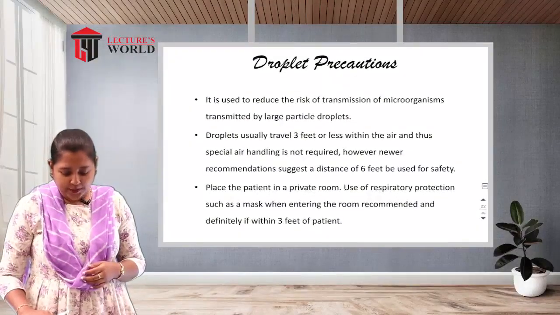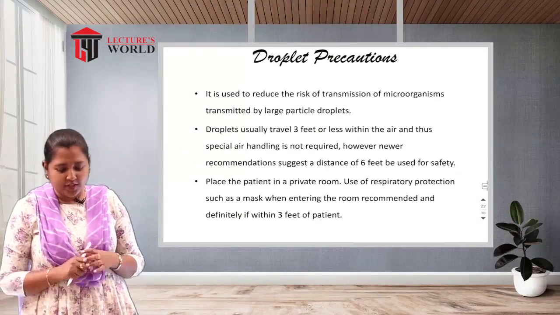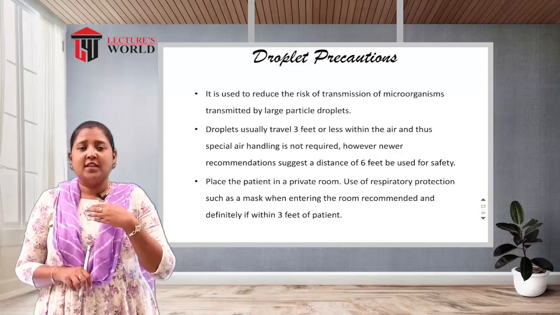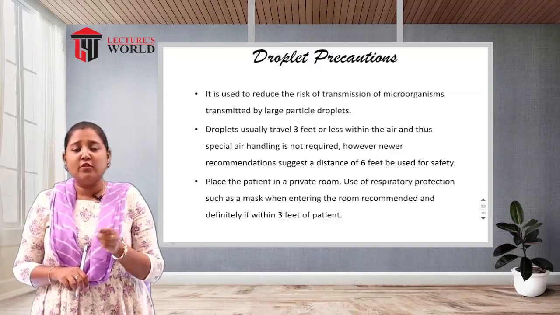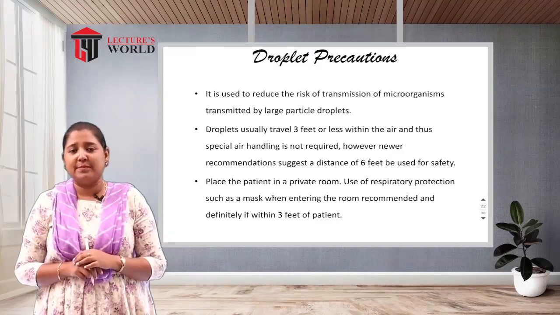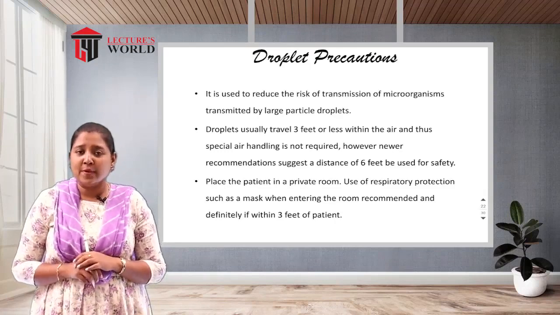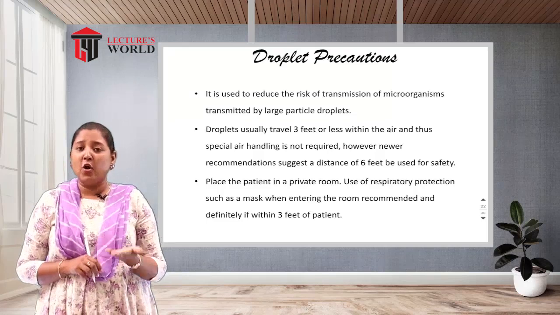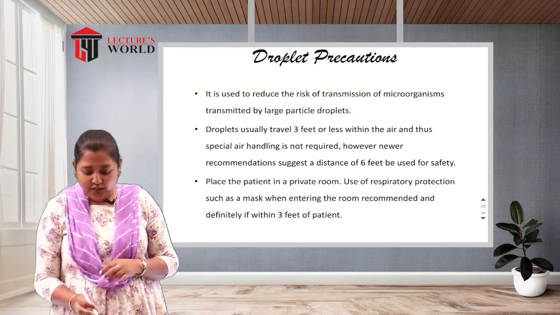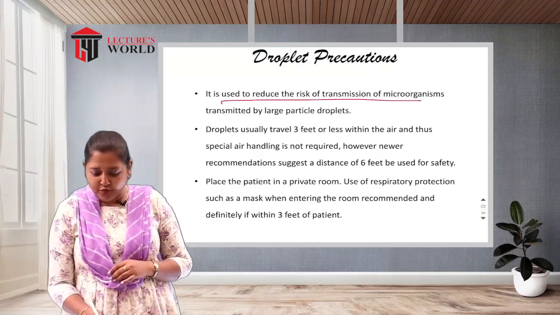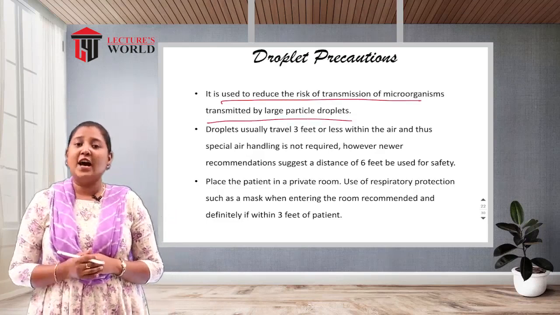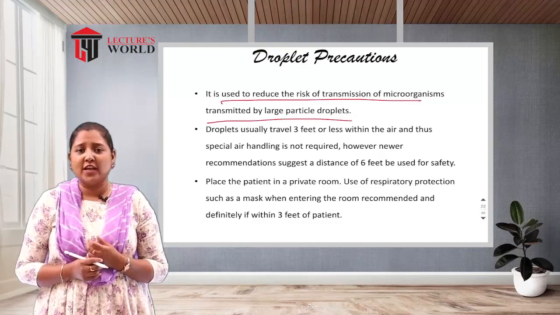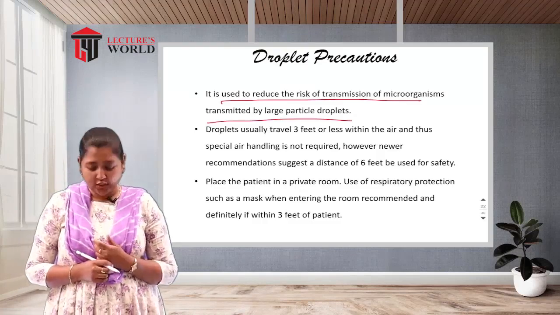Next is droplet precautions. What are droplet precautions? Droplet precautions are needed when you cough and sneeze, the droplets will fall down, and from that the microorganisms will be transmitted. So how can you use barrier nursing precautionary techniques for avoiding the spread of droplet infection? First, you have to reduce the transmission of larger particles. Droplet infections have bigger microorganisms in them, so that also has to be prevented.